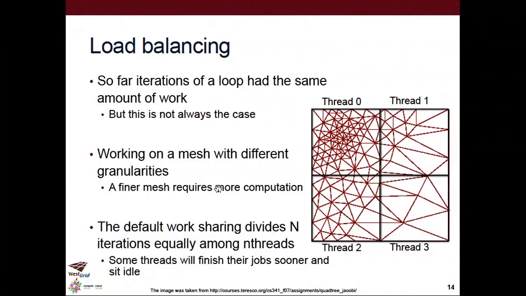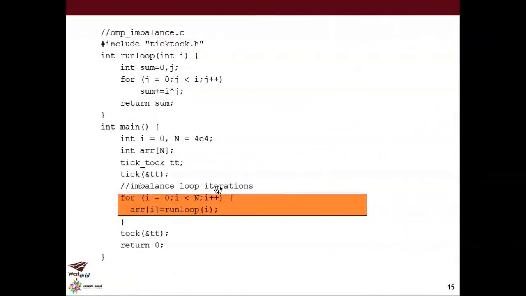So for this example, instead of going for a mesh, I created a simple code, which in this case is the C code. You have the same Fortran code as well. It's called OMP_imbalance. You can see in the brown rectangle here the calculation part. It calls a function called run_loop, which takes the index of the for loop, and this function has another for loop which runs based on the index that was given.